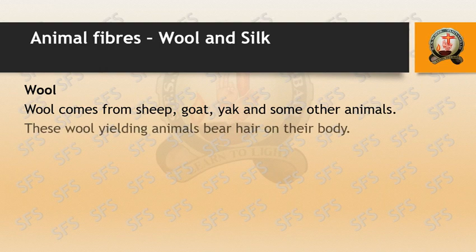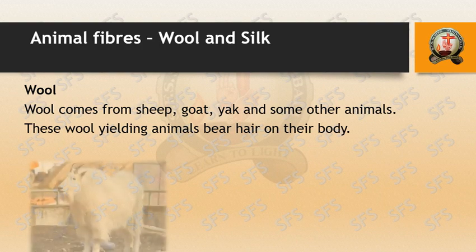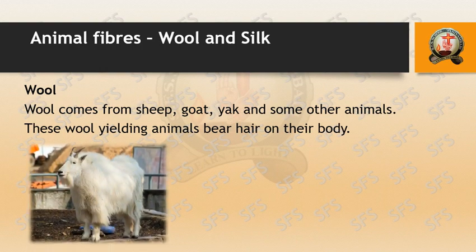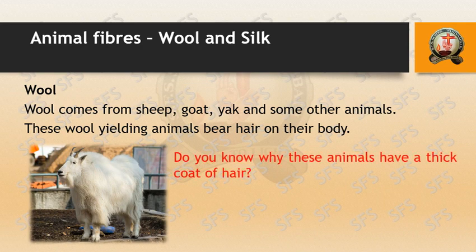Okay. Now, these wool-yielding animals bear hair on their body. So this is a very, very important point. Animals which have long hair, which bear more hair on their body, from those animals only we can get wool. For example, you can see here it's a very beautiful sheep, where long hair is present, right?